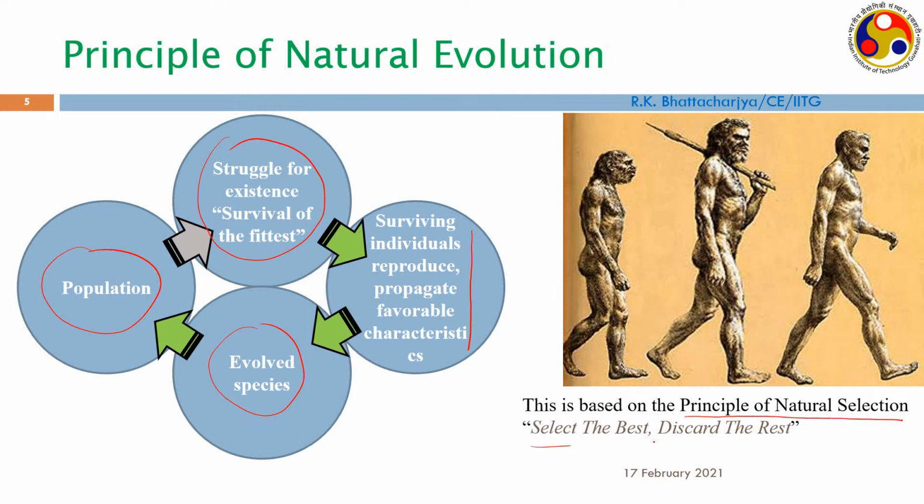That means select the best, discard the rest. The best will be selected and the rest will be discarded. This is what is happening in nature. Now the question is, whether this process is a random search process or a guided search process. What is a random search process and what is a guided search process?